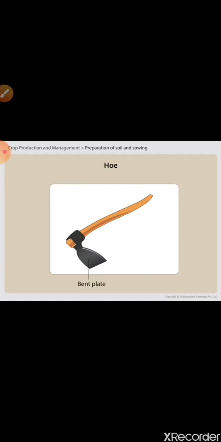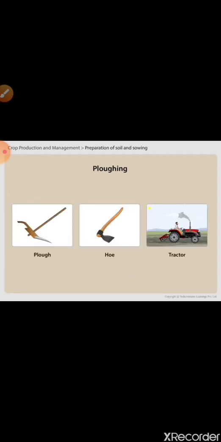Tractors. Nowadays, plowing is done by tractor driven cultivators. It saves labor and time. This is because a single tractor can plow a large area in a short time.